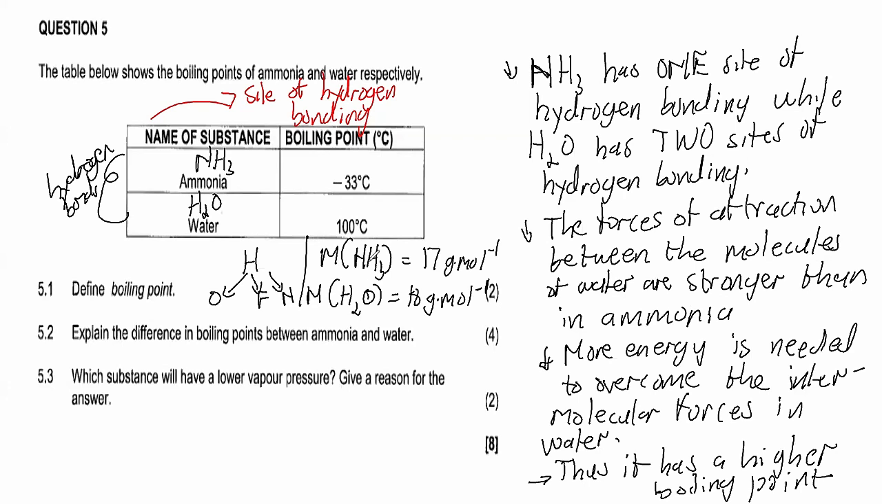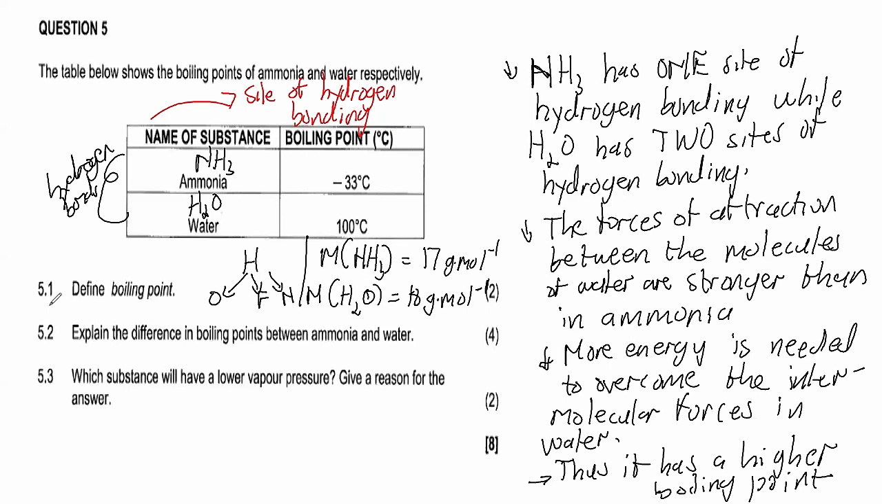Right. So note that every time we are talking about ammonia and water, and they ask you to explain the difference in boiling point, it is not because of the intermolecular forces. It is not because of the molecular size, but it is because of the sites of hydrogen bonding, the number of sites of hydrogen bonding. So NH3 has only one site while water has two sites. So the one with two sites obviously will have stronger intermolecular forces and therefore a higher boiling point.